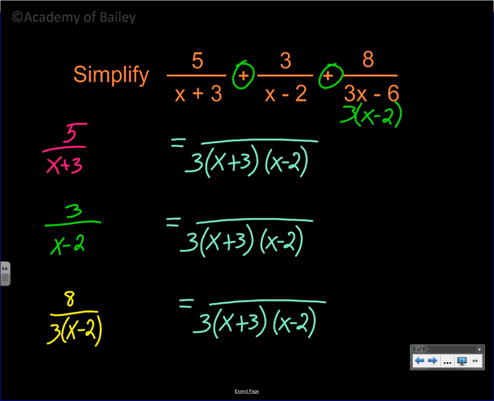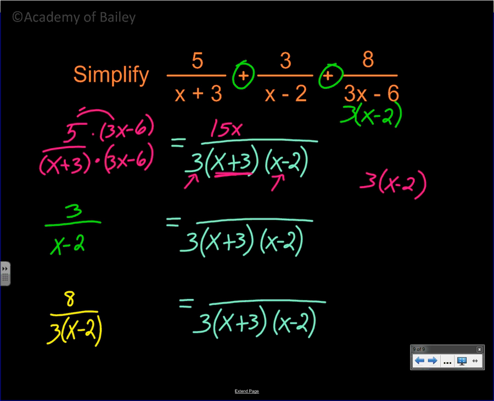All right, let's look at the first fraction, 5 over x plus 3. Well, x plus 3 is multiplied by what? There's x plus 3 in the denominator, so 3 and x minus 2 is what it's multiplied by. So what is 3 times x minus 2? 3x minus 6. Multiply that on the bottom, so you have to multiply it on the top also to make an equivalent fraction. So now 5 times 3x and 5 times -6.